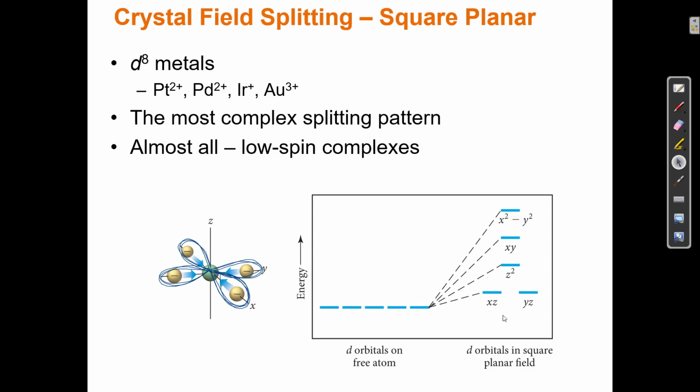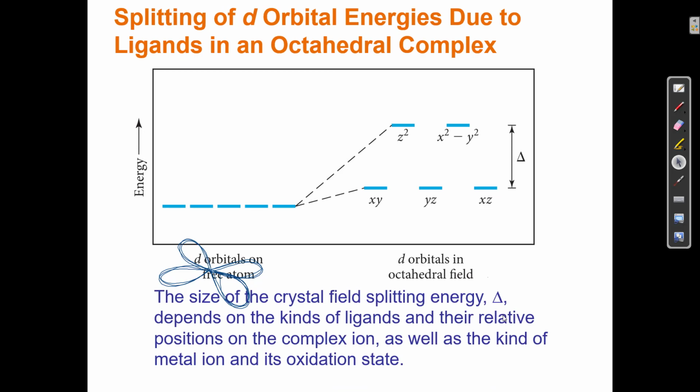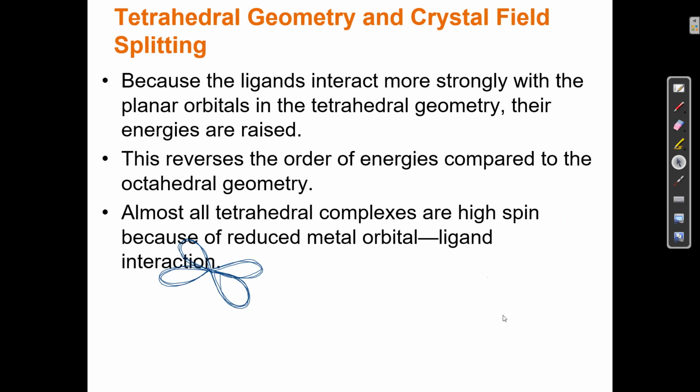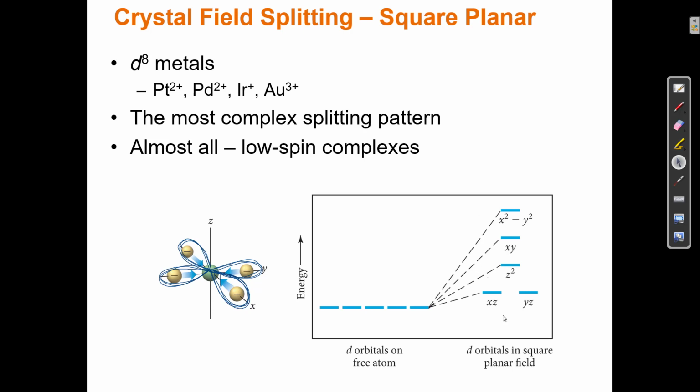So this is what an octahedral splitting looks like. Two on top, three on bottom. This is what tetrahedral looks like. Three on top, two on bottom. It gets flipped. And this is what square planar looks like. One on the very top, and then another one, and then another one out there. Those three are split to a different extent. So this square planar pattern is the most complex splitting pattern. We don't just have two different sets. Now we have four different sets. They've been split into four different groups.